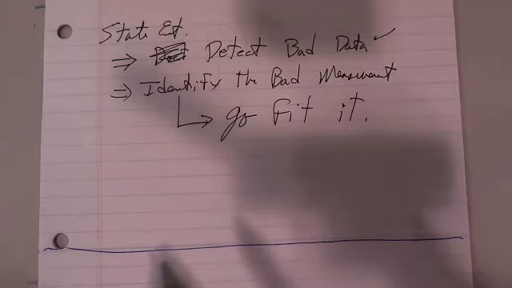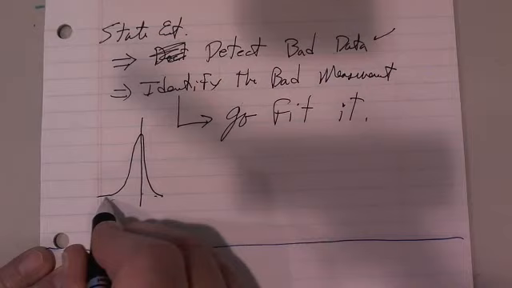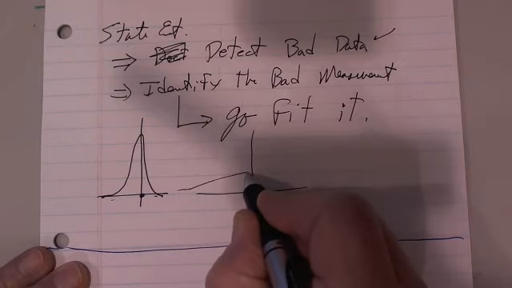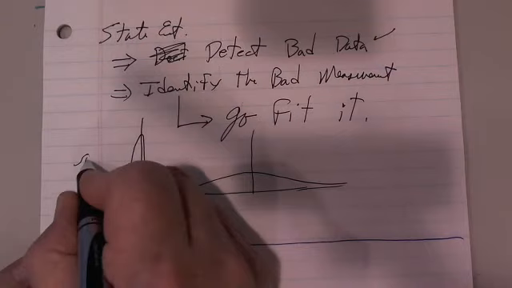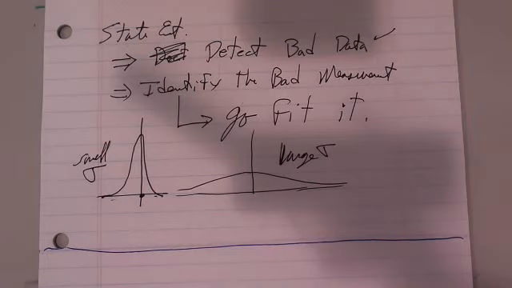And once again, you know, last time I said a really good measurement will have a distribution that's really close to the actual value, whereas a not so good measurement will be scattered all around, and it'll have a distribution that looks like this: small sigma, large sigma.